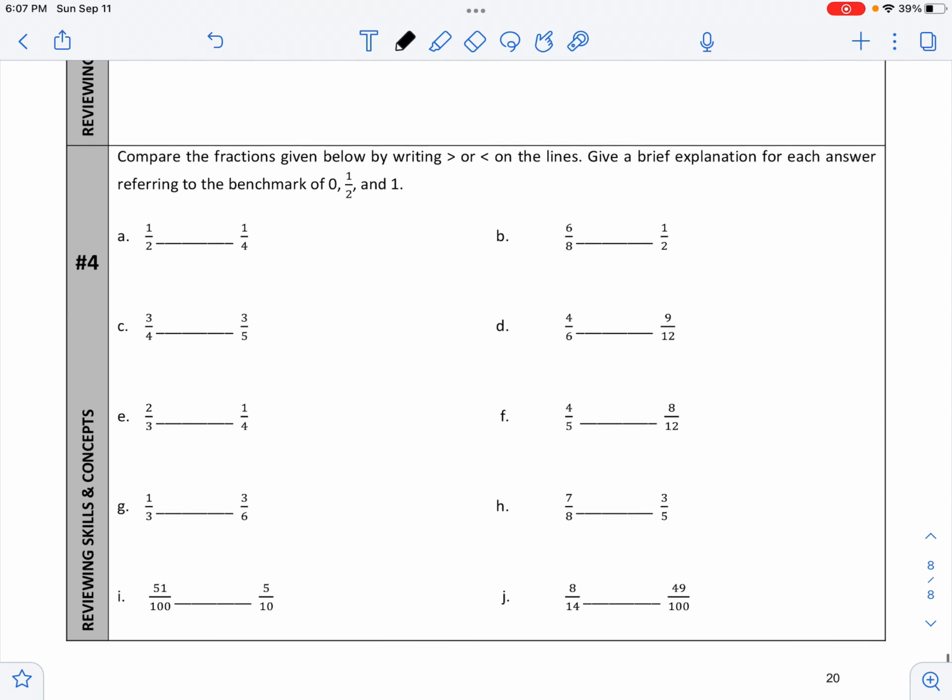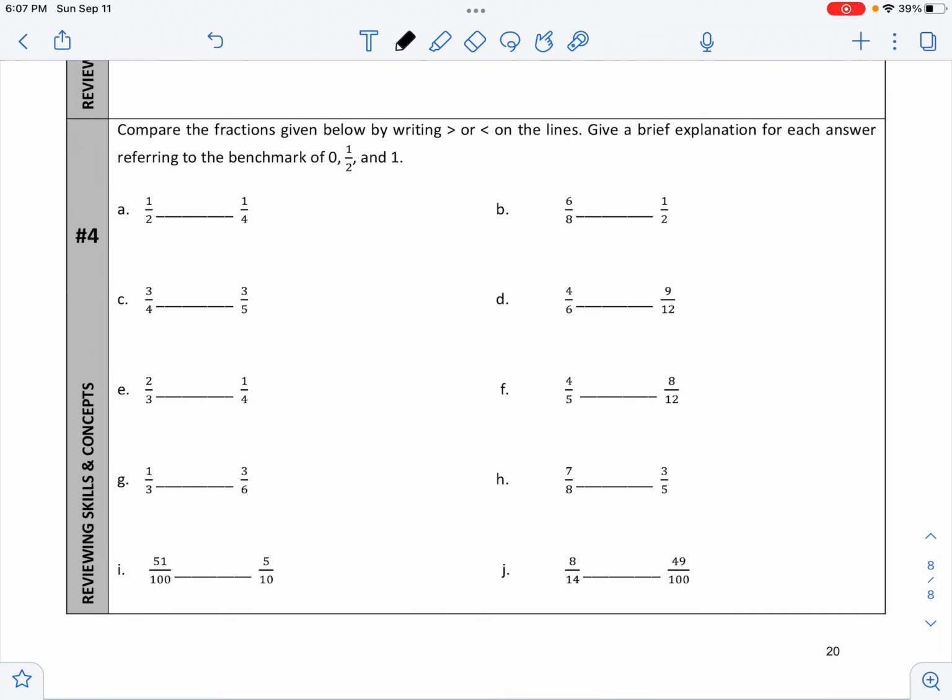The last question I'll go over is question 4. Compare the fractions below by writing greater than or less than on the lines. Give a brief explanation for each answer, referring to the benchmark of 0, 1/2, and 1. Let's take a look at A. In A, I know that 1/2 is greater than 1/4. The reason is that 1/4 is less than 1/2, and it's closer to 0.